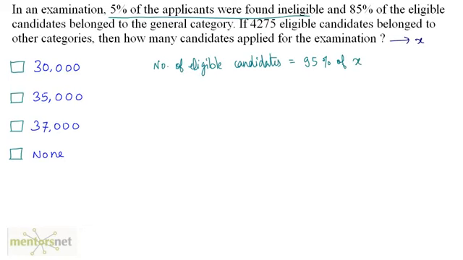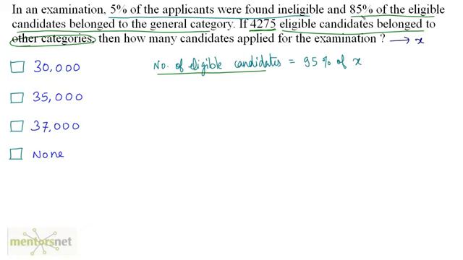Then the other stuff that is given to us is 85% of eligible candidates belong to general category, right? Now of these eligible candidates, 85% belong to general category, and the number that is given to us, which is 4,275, is of eligible candidates belonging to other categories, isn't it? So if 85% of the eligible candidates belong to the general category, it means that the other 15% of the candidates were from other categories, isn't it?